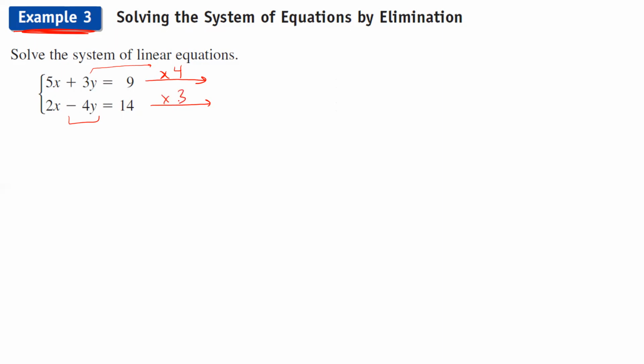Cool. So the progression is, example 1, we didn't have to multiply at all. Example 2, we had to multiply the bottom. Example 3, multiply both top and bottom. That's true. So 20x plus 12y is equal to 36. On the bottom, multiplying by 3 everywhere. How about a 6x minus 12y? Ooh, anybody? 14 times 3. 42. Okay.